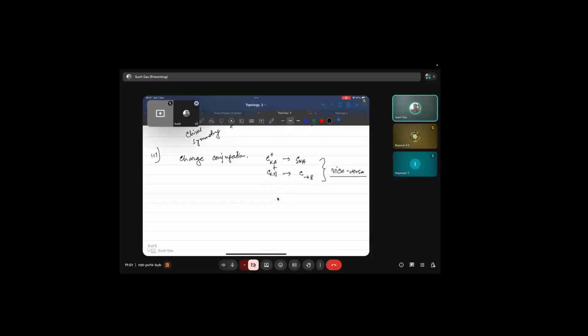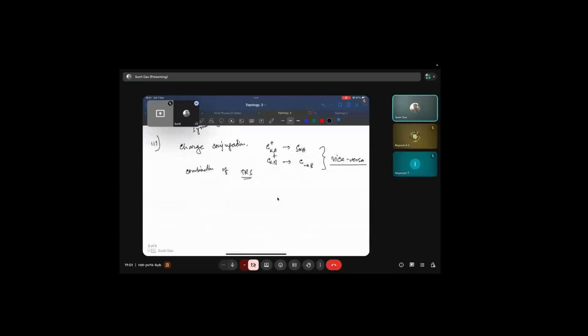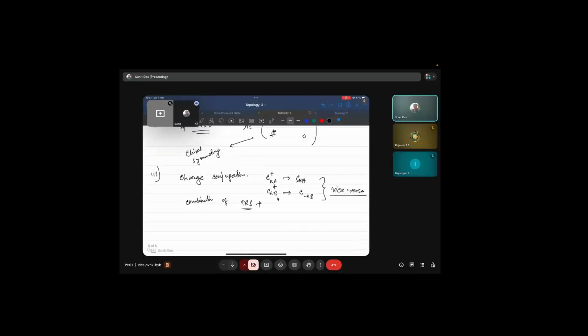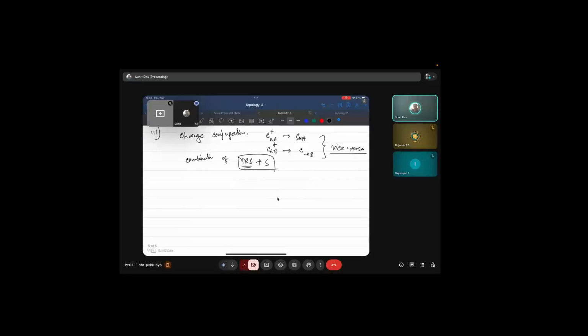So this is actually a combination. Charge conjugation is a combination of time reversal symmetry, TRS, plus chiral symmetry, which we represent by S. So TRS plus S means charge conjugation. Now these are two mathematical definitions. So how do you see that a band structure has, or the electrons have, a charge conjugation symmetry?